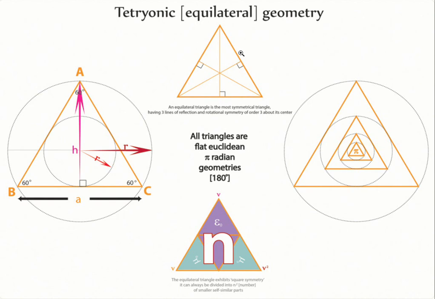Obviously, in the case of equilateral or Tetryonic geometries, we refer to the square number geometry within the equilateral geometries. They're all flat pi radian geometries, and we can, of course, map them back to the spherical coordinate systems of time measurements. But the equilateral geometries retain the classical equilateral properties of height, same length sides, same angle interiors, etc.